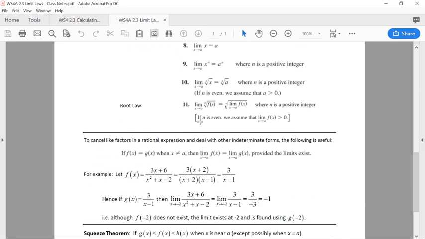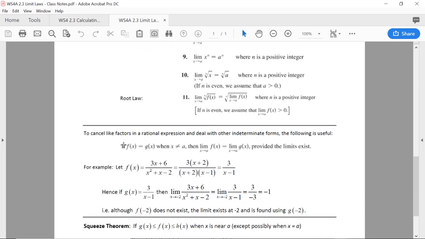Okay. Continuing with the quotient law, right? If f of x is equal to g of x when x is not equal to a, then the limit as x goes to a of f of x equals the limit as x goes to a of g of x. So as to say, if you were to simplify a function in general, in other words, if you were to cancel out a factor, that's one way that we could do that. I show an example down here.